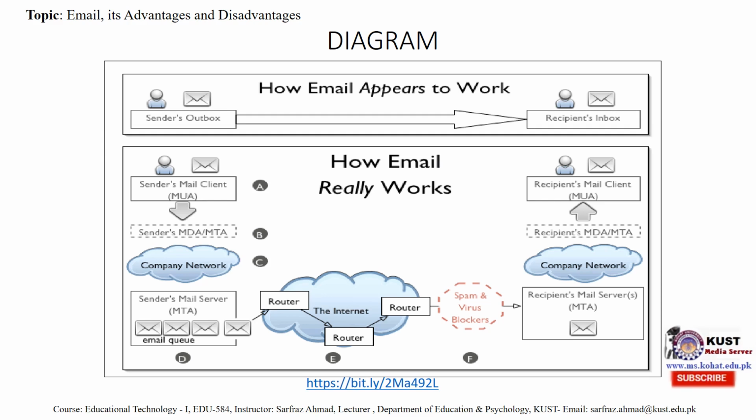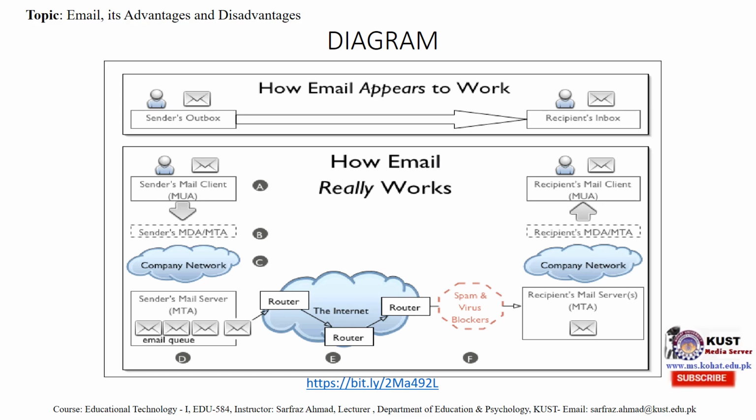So then how does email really work? Really works means that we simply know that we sent an email to the recipients, and definitely they have received it. But how is this process going on?